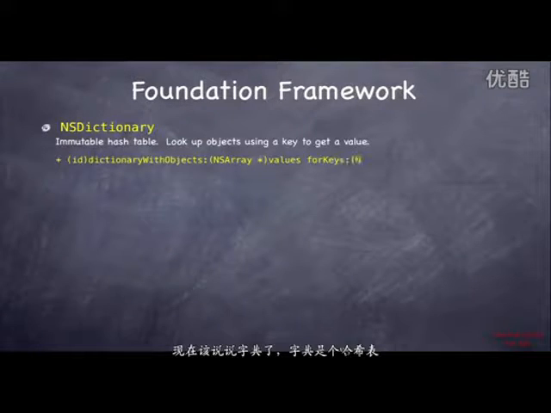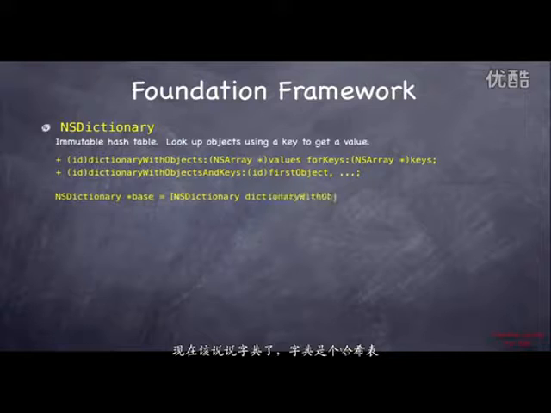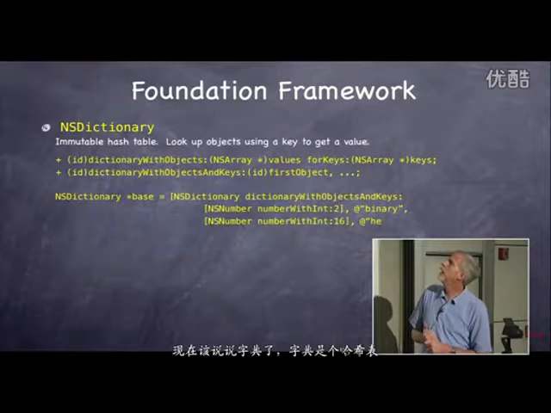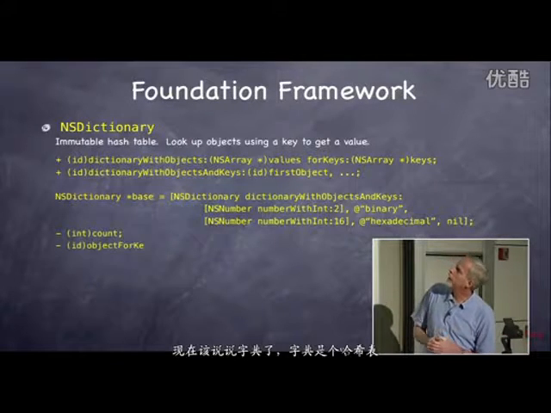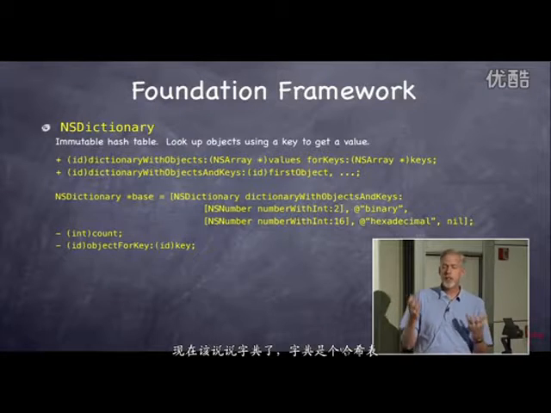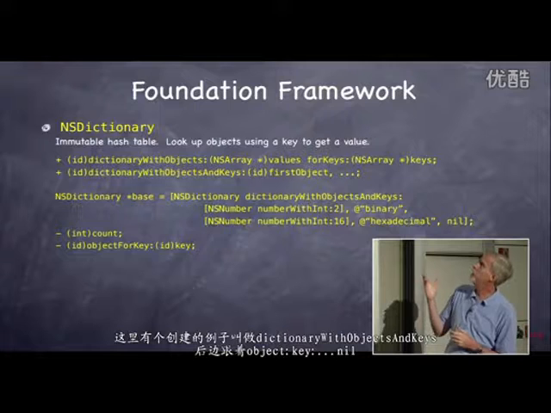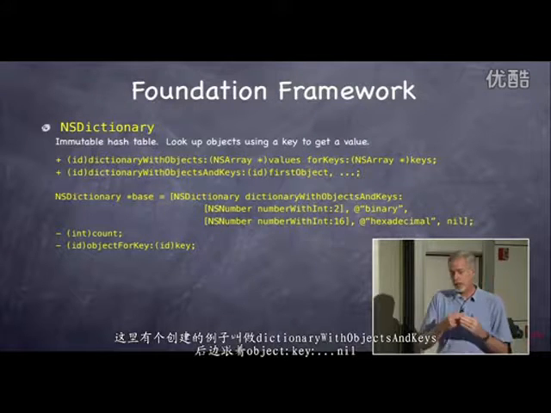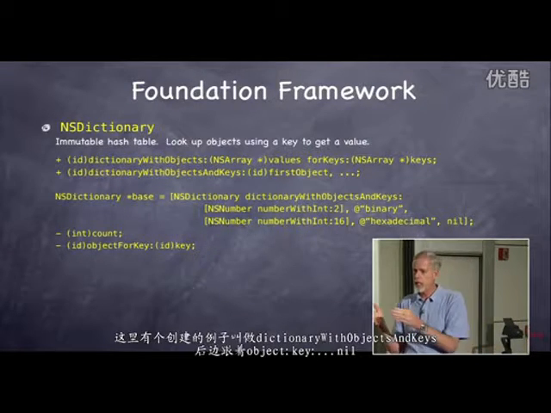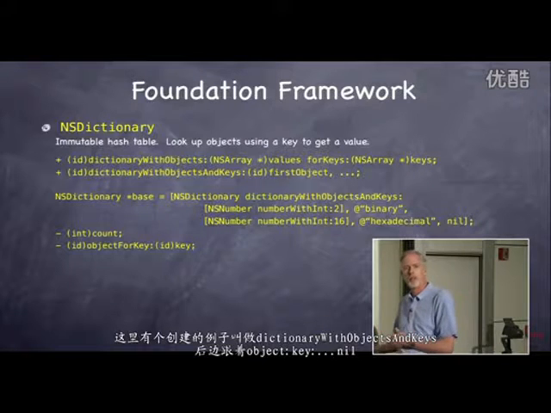All right, so now let's talk about dictionary. NSDictionary is a hash table. You create it with its class methods. Here's an example one called dictionaryWithObjectsAndKeys, which is just a list of object, comma, key, comma, object, comma, key, comma, nil. Okay, as many as you want.